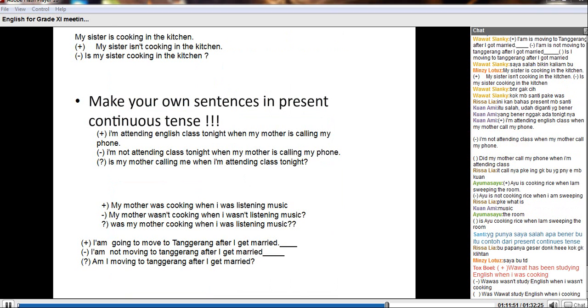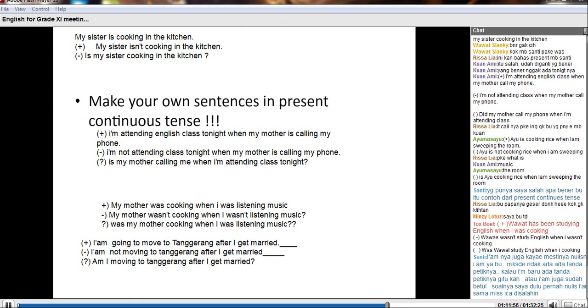Ya, ini punya yang Mbak Mimi sini. Waduh. Bentar, satu-satu. Eh, ini coba lihat punya Mbak Mimi sini, Mbak Susi. My sister is cooking in the kitchen. My sister is not cooking in the kitchen. Is my sister cooking in the kitchen? Yes, correct.